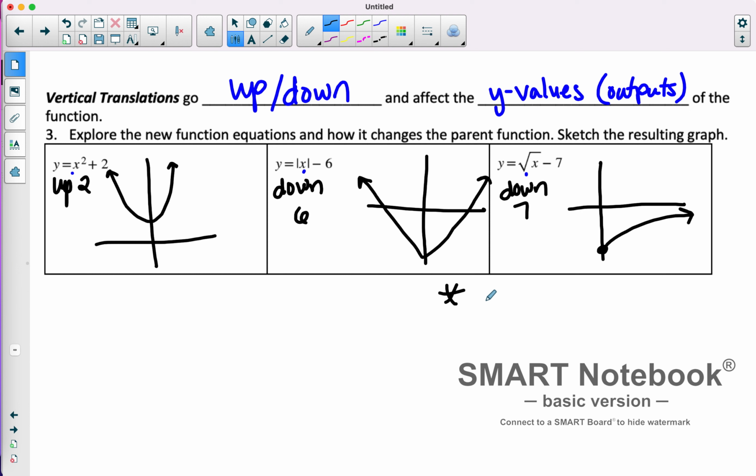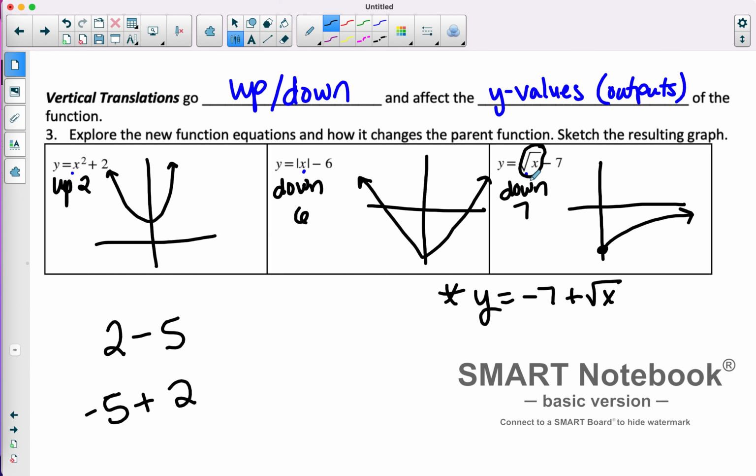I will make a disclaimer. For this one, it's often going to be written as negative 7 plus the square root of x to give you this distinction that the negative 7, the minus 7, is outside of the square root. It's not inside the square root. And those are the same. So if you have 2 minus 5, that's the same as negative 5 plus 2. So that's what's going on here. The square root of x minus 7 can be reordered to negative 7 plus the square root of x.